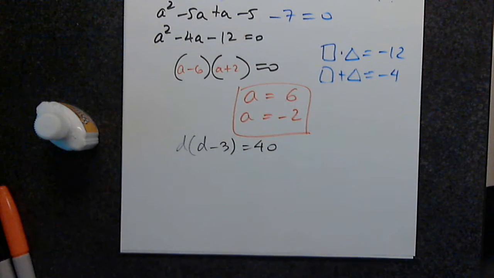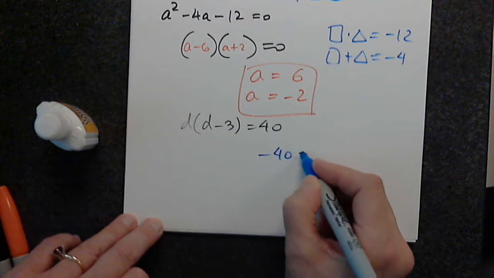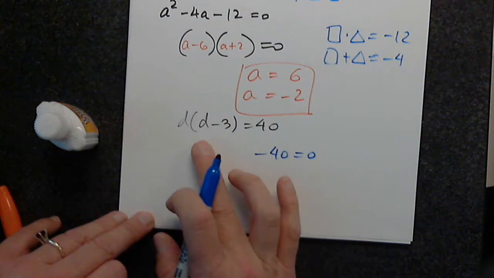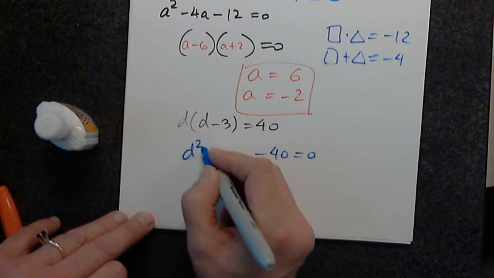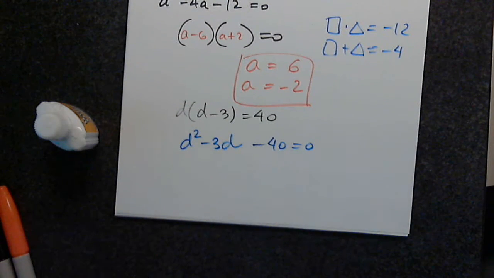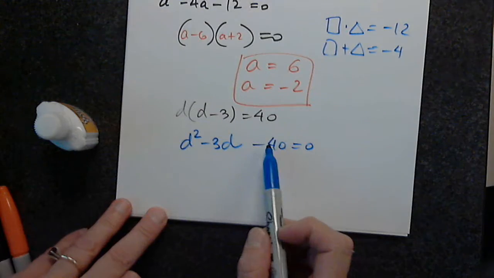Yes, so we are moving 40 to the other side, and then the left-hand side must be d squared minus 3d. So now this is a trinomial. First of all, it's degree 2. How many solutions do we have to come up with? 2. Very good. So descending order, yes.